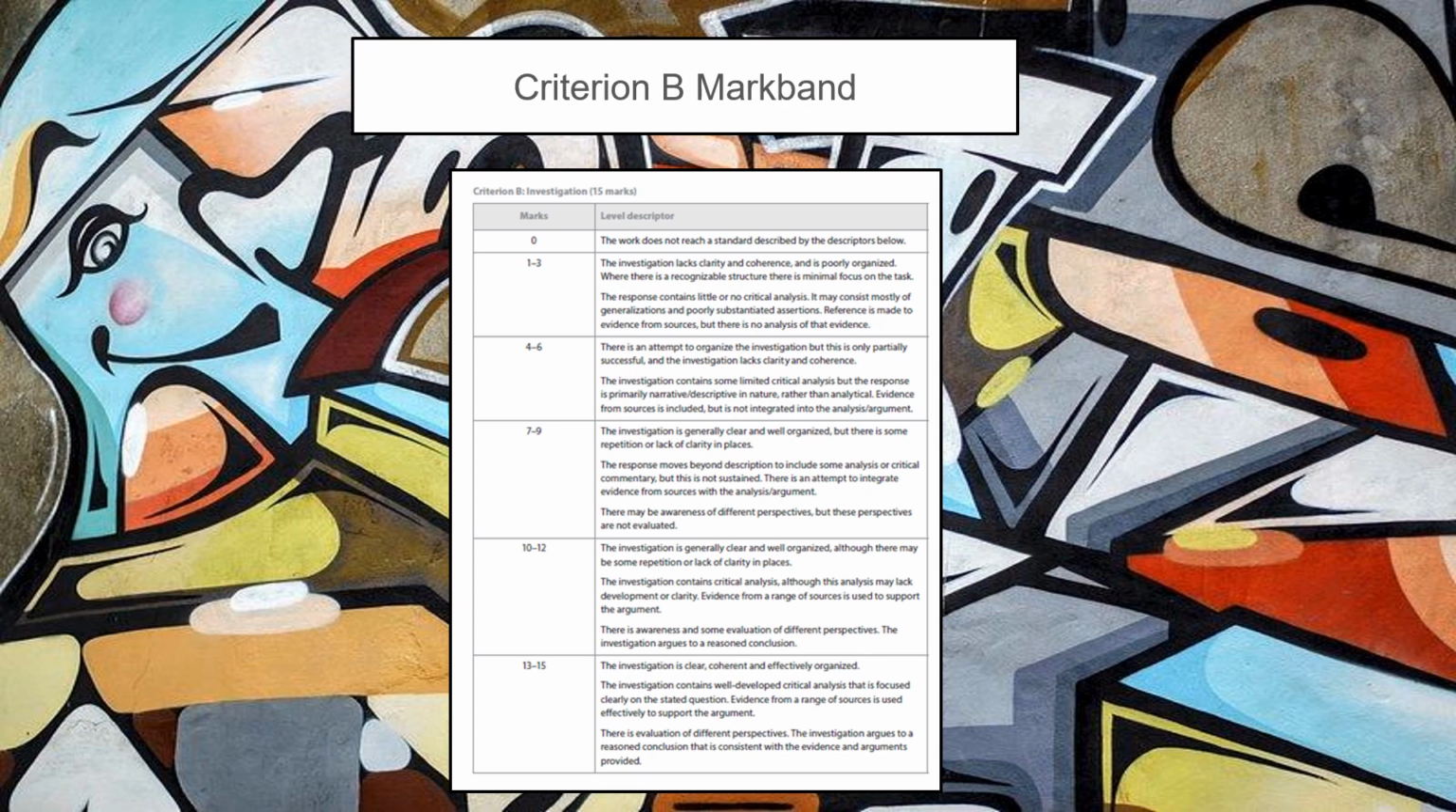Nowhere on here does it say, and it is prettily written. Is that even a word? Now I sound like I'm from Oklahoma. Nowhere on this rubric does it say, great narrative writing. So, just follow the mark bands. By the way, in IB, a mark band is a rubric.